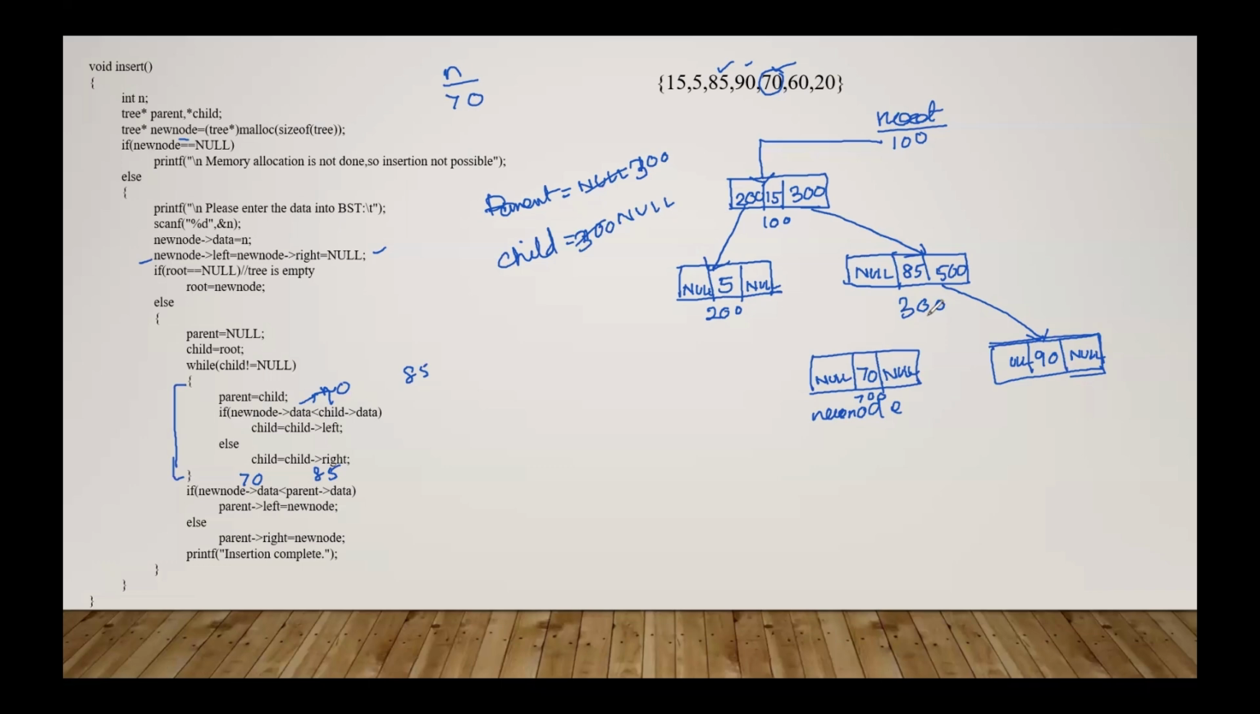So the parent here is 300. The 300's left child, this child, which value do we have to store? The new node value. What is the new node value? The new node value is 70. So here we have to store the 70. If we store the 70, then what happens? The connection is established to this node. So this is the way we can insert the 70 data into our binary search tree.